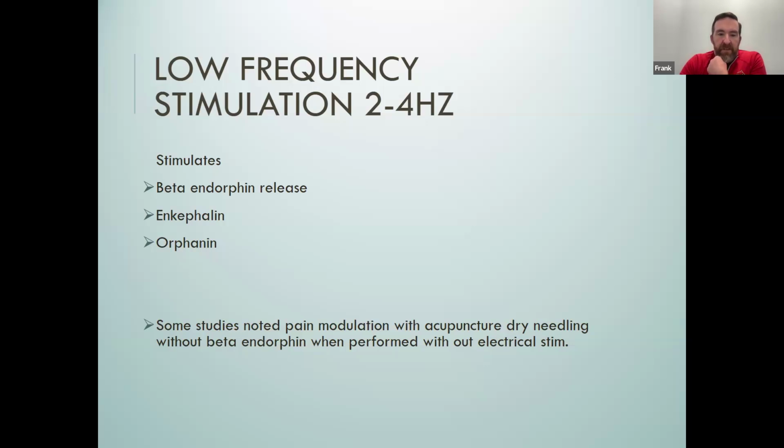Some studies noted pain modulation with acupuncture dry needling without beta endorphin when performed without electrical stim. So you will get some of this release without the electrical stim. The electrical stim has been seen to increase this release. That's where you see electric stim be in vogue, it's like a force multiplier as we do this. So by applying low frequency stim, you can stimulate this mechanism stronger, but it's not required to stimulate the system. Some people may get stimulated very, very strong with just needling.